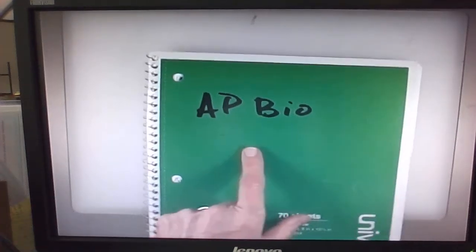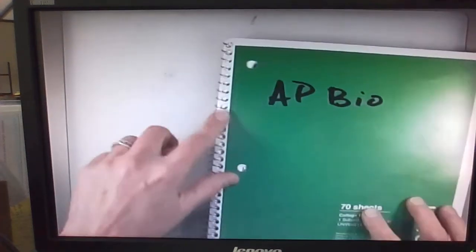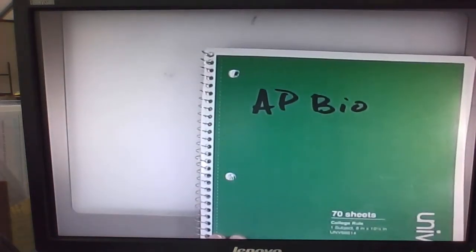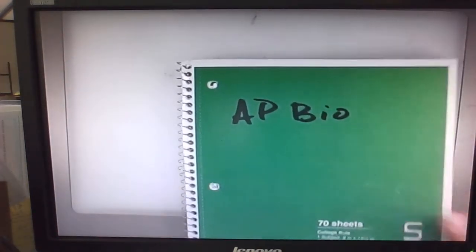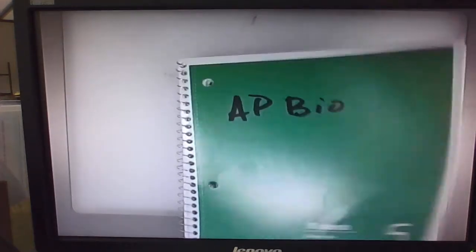Right, these notes are actually going to go into your AP Bio spiral notebook, not the comp book, but the spiral notebook, because these notes are a little bit more intense. We've got a little bit more that goes along with them. All right.